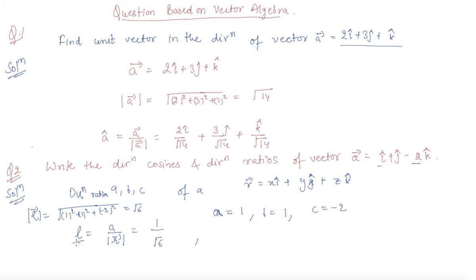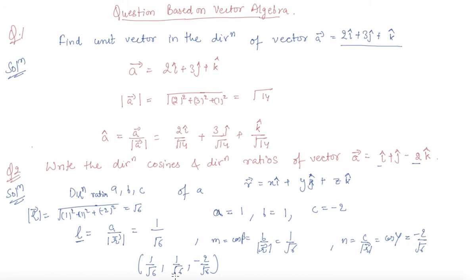And so this is the first direction cosine, which is cos alpha. m is cos beta and this is given by b by mod r, which will also be 1 by root 6, and n will be c by mod r. This is cos gamma. This will be minus 2 by root 6, where r is this. So the direction cosines are 1 by root 6, 1 by root 6 and minus 2 by root 6. So these are the 3 direction cosines.